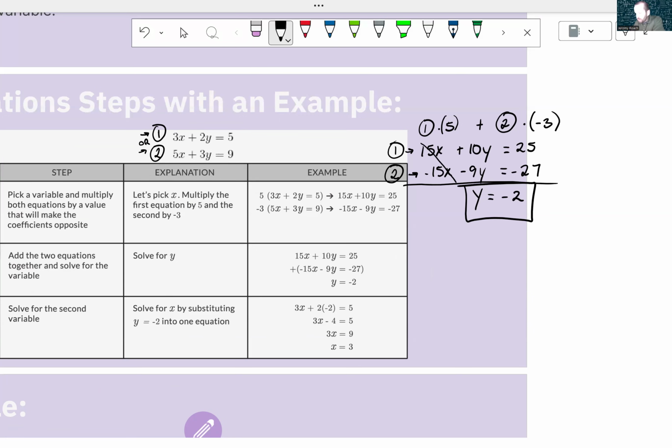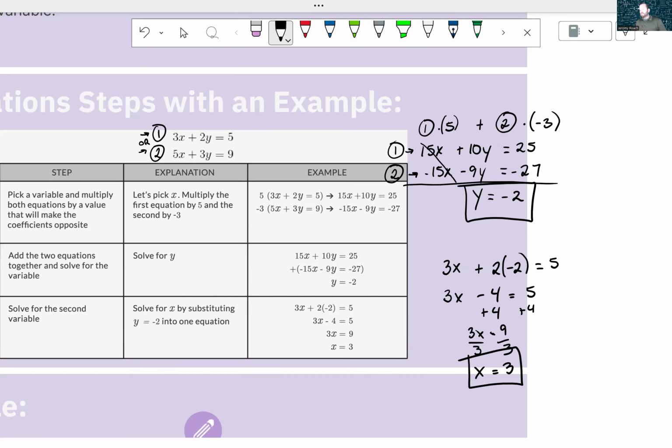So we can plug it back in to, let's just say equation 1. So 3x plus 2y, we know y is negative 2, so that's 2 times negative 2, is equal to 5. 3x minus 4 equals 5. Going to add 4 to both sides. 3x is equal to 9. Divide by 3 on both sides. And we get x equals 3.